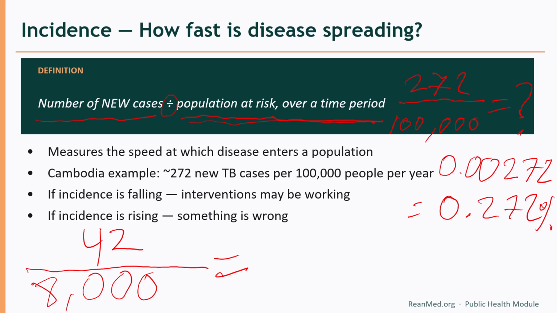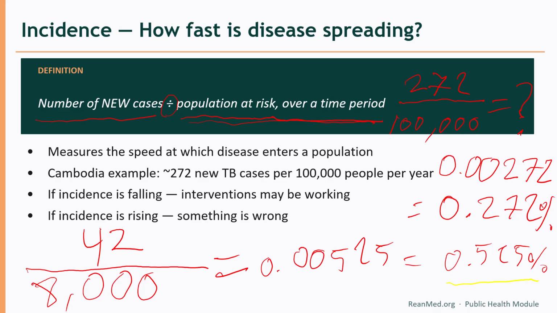and that is 0.00525, which, if we make it a percent, that is 0.525%. So you can see here, let's do a different color. You can see that this incidence here is more than the incidence for the rest of the country. For this village, the incidence is 0.5%. But for the rest of Cambodia, it was 0.2%.